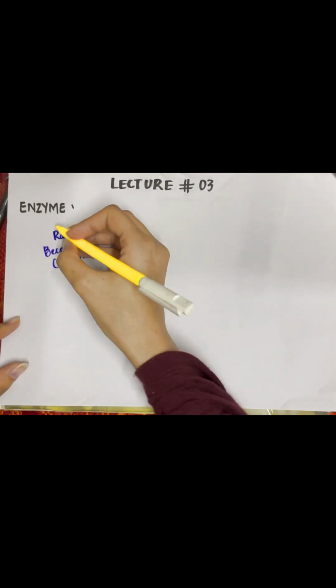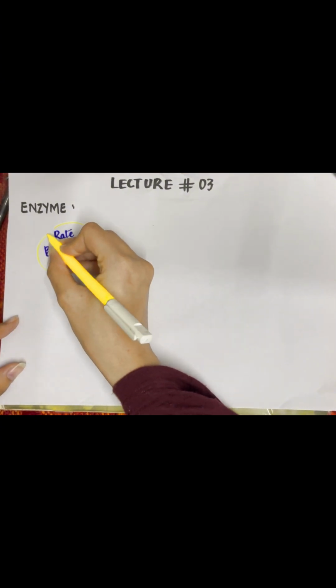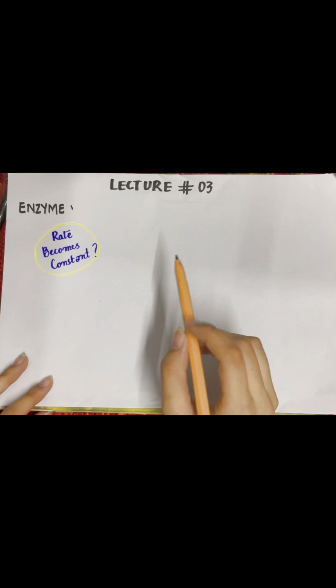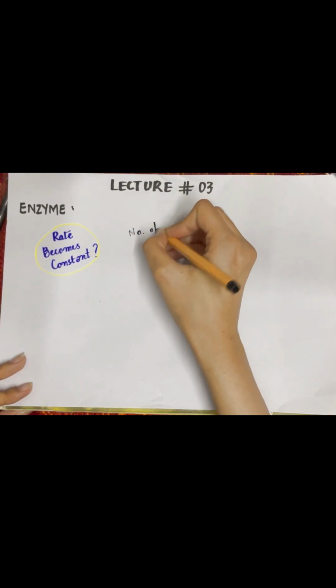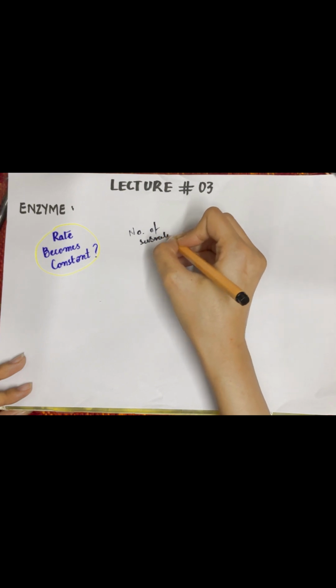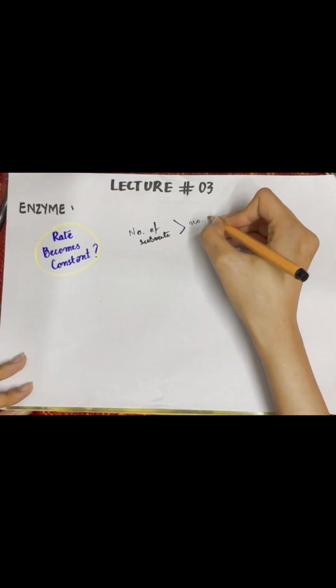Lecture 3 of enzymes, and we're going to start this lecture with a question: how do we know that the rate of an enzyme becomes constant? The rate of an enzyme becomes constant when the number of substrates is greater than the number of active sites.